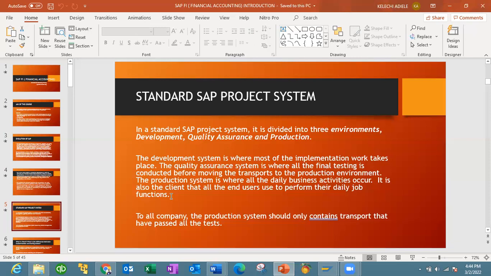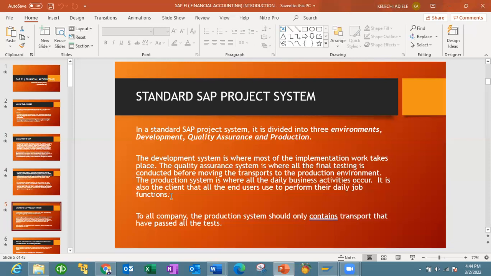Okay, so the production system is where all the daily activities occur. There's also the client that all the end users use to perform their daily jobs. So a production system is a client. All these other systems have their clients. When the project starts, you're going to be given a client from where you start, where you can log in and access SAP.